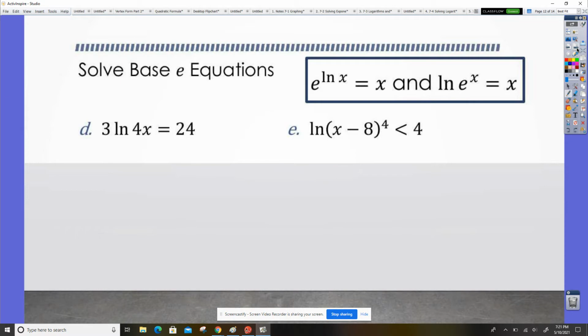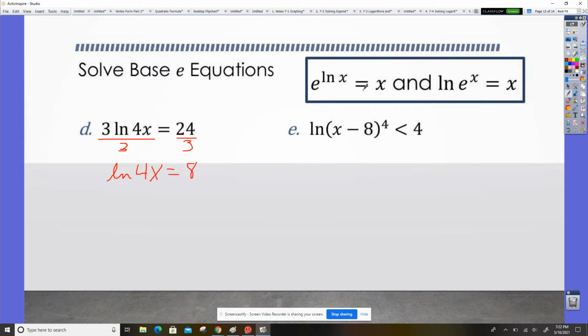Now, what we're going to do here is we are going to solve base E or natural log equations and inequalities. Now, the way that we do equations and inequalities is exactly the same, but I will show you an example of each just so you're sure. Okay, so example D here, we have 3 times ln of 4x is equal to 24. So just like when we were dealing with the natural base exponentials, when we're dealing with natural logs, we need to get that ln by itself. So to start, I'm going to divide both sides by 3. That's going to give me ln of 4x is equal to 8.